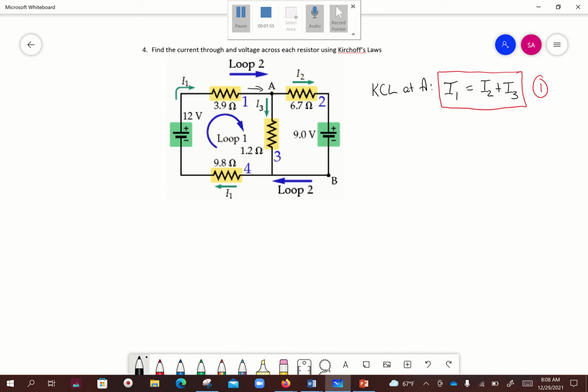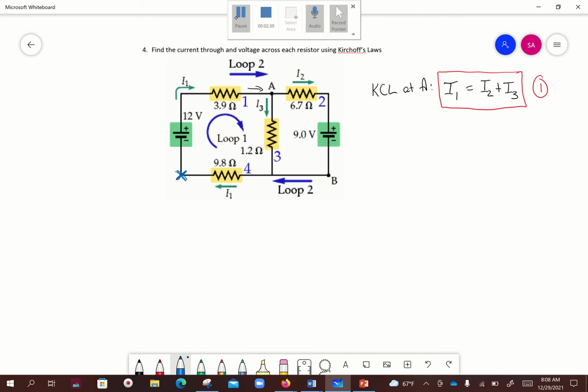So loop 1, we're going to go around loop 1. Let me start off at the battery. So I'm going to start off, let me do it in blue here, at this point that I'm drawing with an X in the bottom left-hand corner, and go up through the battery, through that 3.9 ohm resistor, which has a 1 beside it, so we'll call that R1. Then I'm going to go down from point A through resistor 3, and then back through resistor 4 to the point that I started with. So I know that if I add up the sum of all the voltages around there, I should get 0.